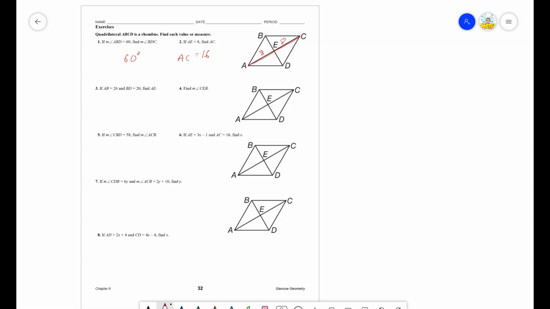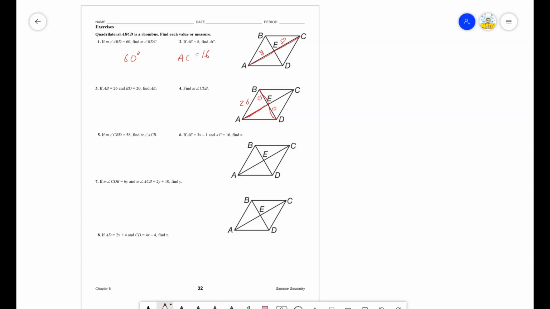In the next graph, they tell us that AB is 26, so I'm going to draw that in my picture. And they tell us that BD, which is a diagonal, is 20. That whole diagonal is 20, but I'm going to give myself a little extra info and say that those two pieces are going to be 10 each. And then they want us to find AE. So we're trying to find this length here.